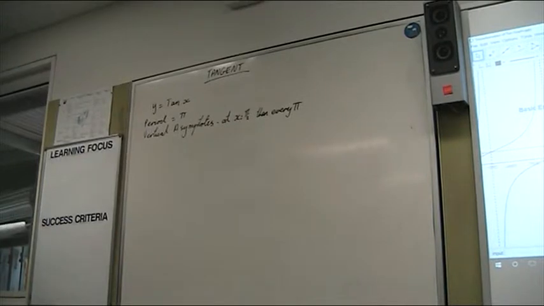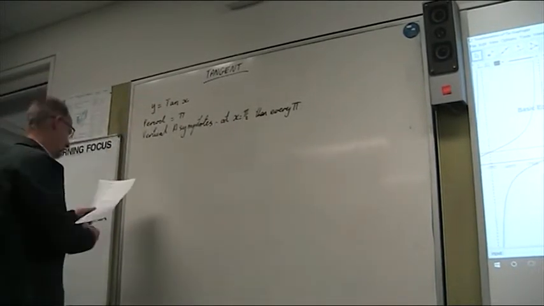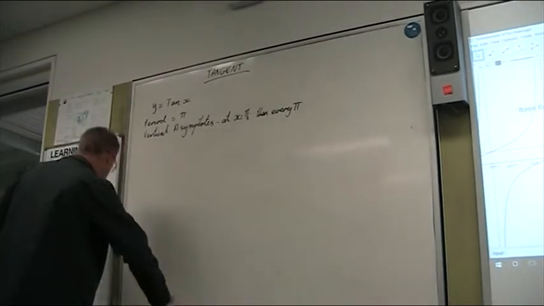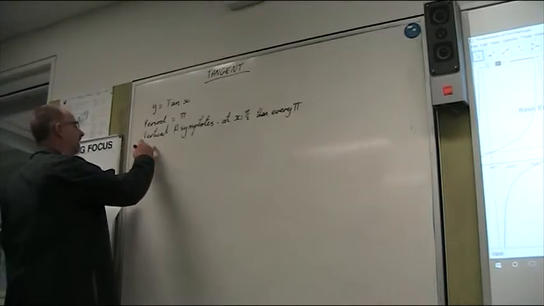Alright, so the first vertical asymptote is at x equals pi on 2 and then every pi both ways. It intersects the x-axis.